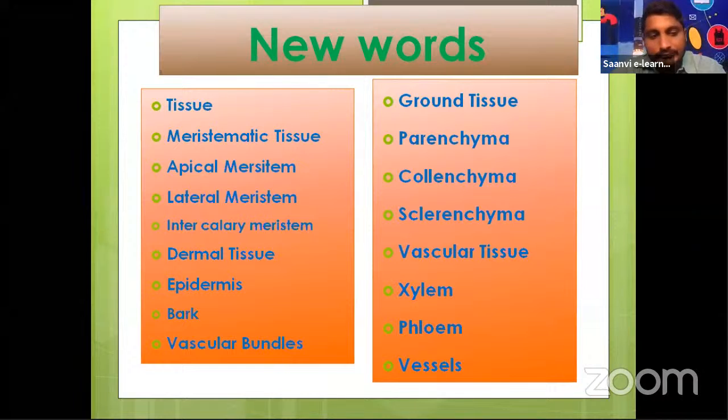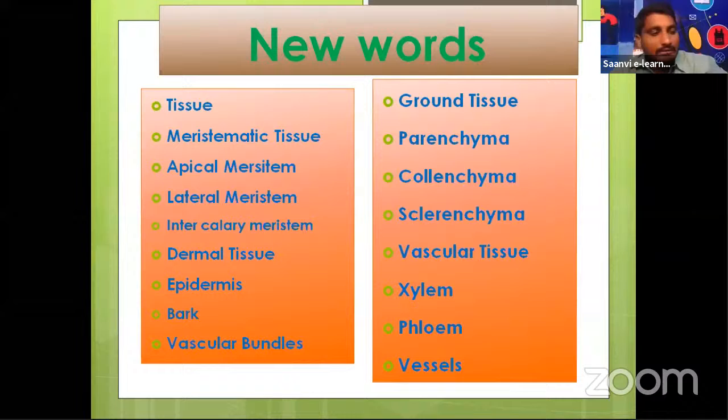meristematic tissue, apical meristem, lateral meristem, intercalary meristem, dermal tissue, epidermis, bark, vascular bundles, ground tissue, parenchyma, collenchyma, sclerenchyma, vascular tissue, xylem, phloem, vessels.